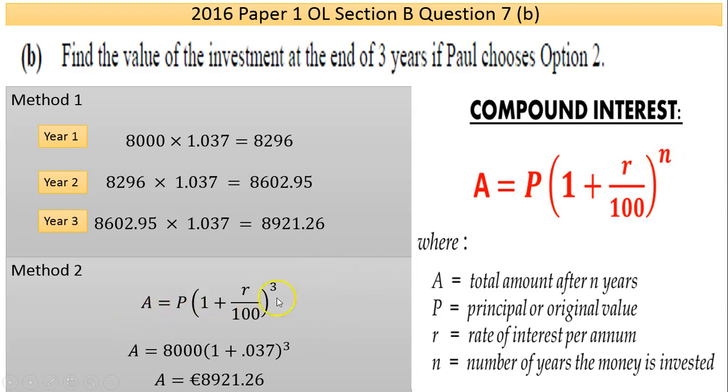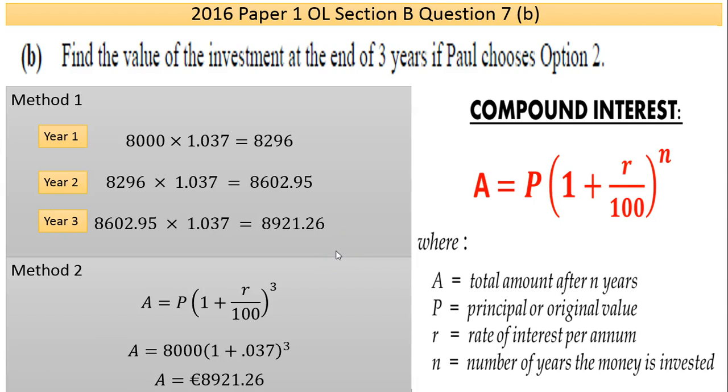So I've used the formula here. There's, what, 1, 2, 3, 4 unknowns, like any equation. I need to know, in this case, 3 of the 4. You can only have one unknown. The unknown here is the value of the investment at the end of 3 years. I put in my principal, start money of 8,000. My interest rate was 3.7 divided by 100, which is the same thing as 0.037. And the number of years is 3. Put that through the calculator, and up comes my answer, 8921.260, the same answer as I got with the other method.